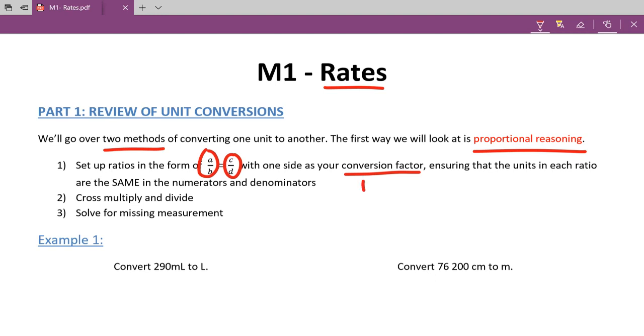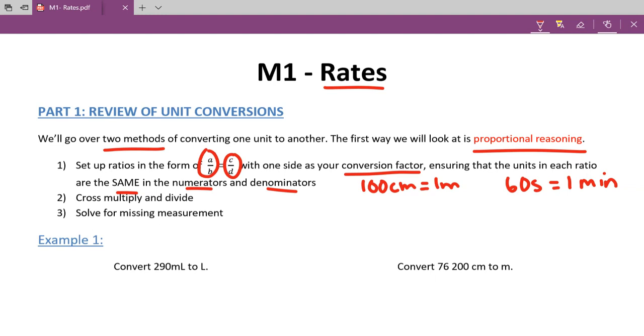So something along the lines of 100 centimeters is equal to 1 meter, or 60 seconds is equal to 1 minute. Those equations are the factors that tell us how much we have to change one unit to get to the other. We want to make sure that our units are the same in the 2 numerators, so in this case A and C, and in the 2 denominators. We're setting these 2 things equal to each other, so we need to make sure things are equivalent.